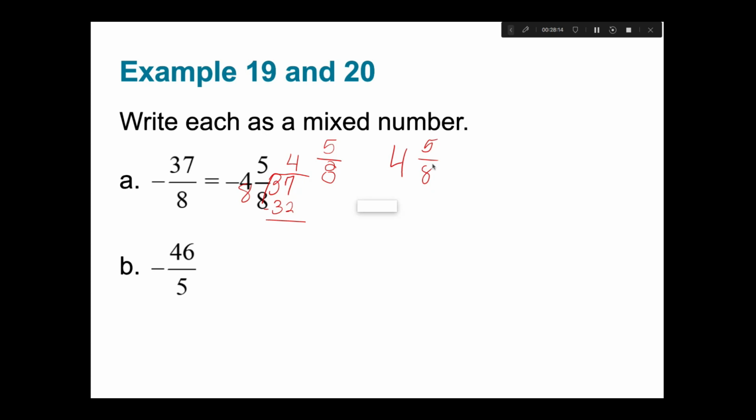The next one, I have 46 over 5 that is a negative. What goes inside my box? And 5 outside my box. That'll go in there how many times? And how many left over? So 9 and 1/5. But 9 and 1/5 is not my final answer because it's a negative. There is a negative sign in front of there.